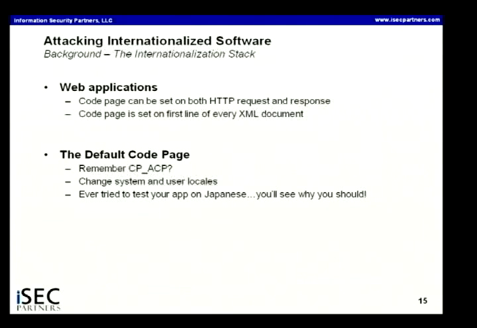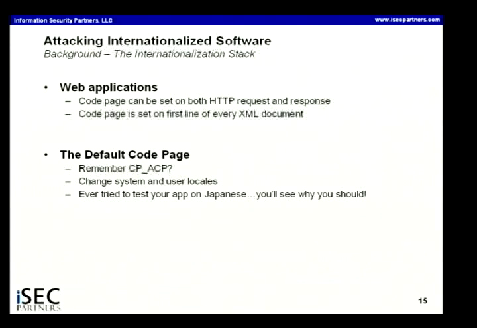So with web applications, you have a code page that can be set on every HTTP request, response, and in the header of the HTTP page. And there are 3 unique attack surfaces where I can start putting mismatched encodings or double encoding to get past things. A code page is set on the first line of every XML document. So if I'm talking over a web service to an HTTP server, I have the XML document, the HTTP request encoding, and everything coming back, which are different areas where I can perhaps specify a code page other than what is expected.